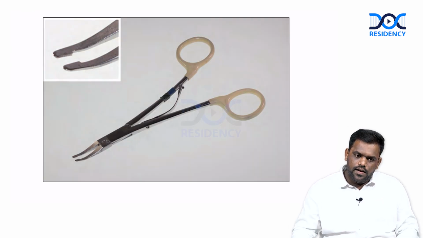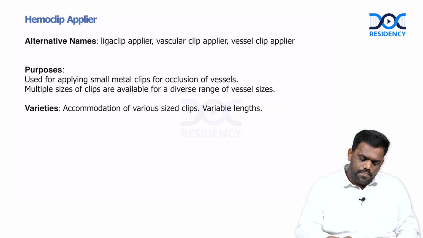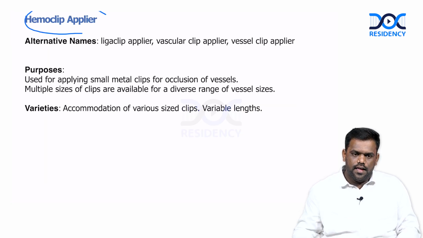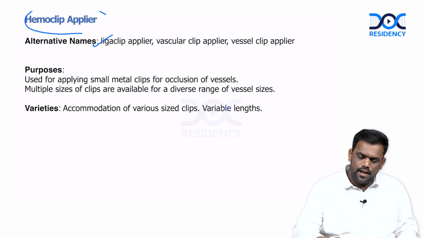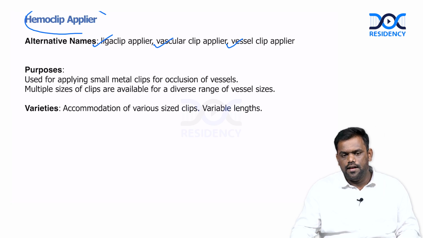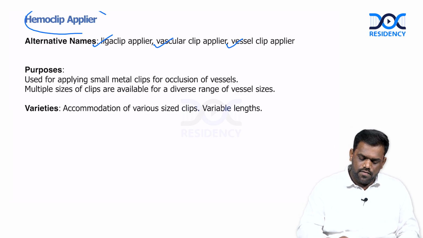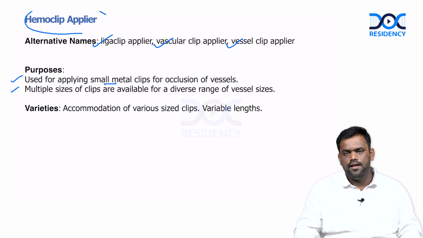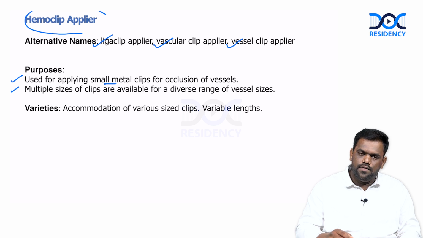Next instrument. Identify this instrument. This looks like a scissor, but it is really not a scissor. It is a clip applier, a hemoclip applier. Its alternative names are Liga clip applier, vascular clip applier, and vessel clip applier. It is a basic clip applier used for applying small metal clips for occlusion of vessels, and multiple clip sizes are available for a diverse range of vessel sizes. Depending upon the clip size, the applier size is also different. It is available in variable lengths.